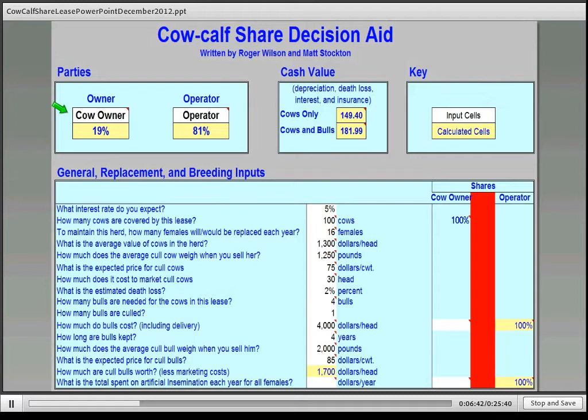And based on who is contributing what portion of cost to the production of calves, this spreadsheet then calculates what a fair share arrangement would be based on what each party contributes. It also calculates what would be a fair cash value, meaning if we were to rent these cows, just write a check for them to have control of them for a year. It shows us what would be an estimated fair return to the cow owner. If the owner is providing both cows and bulls for this lease, it shows that as well. So we'll just go on to the next slide in this and show how this spreadsheet works.